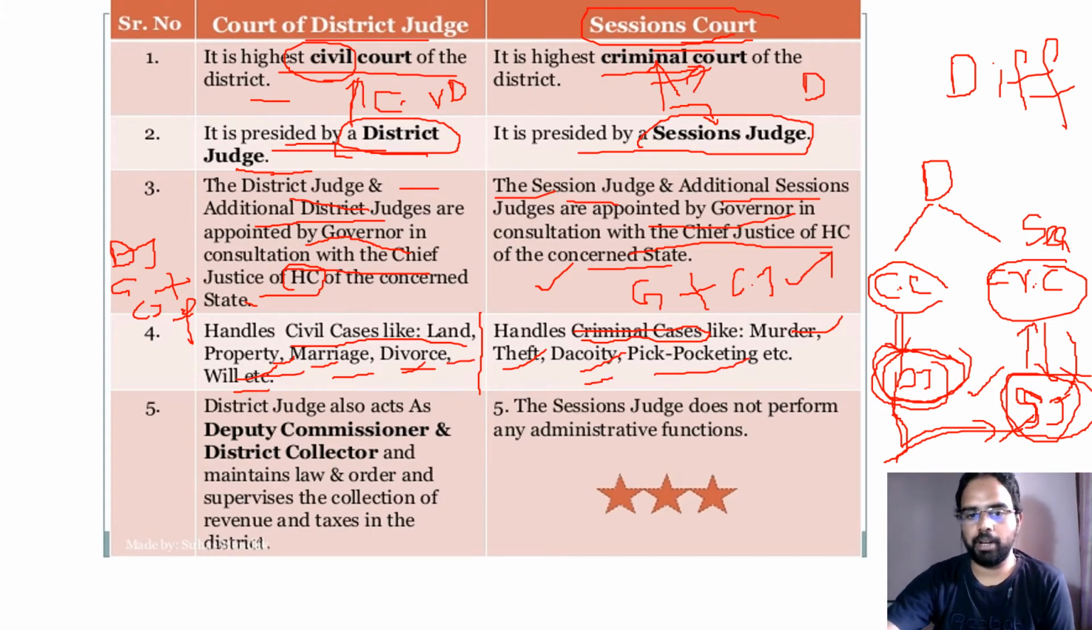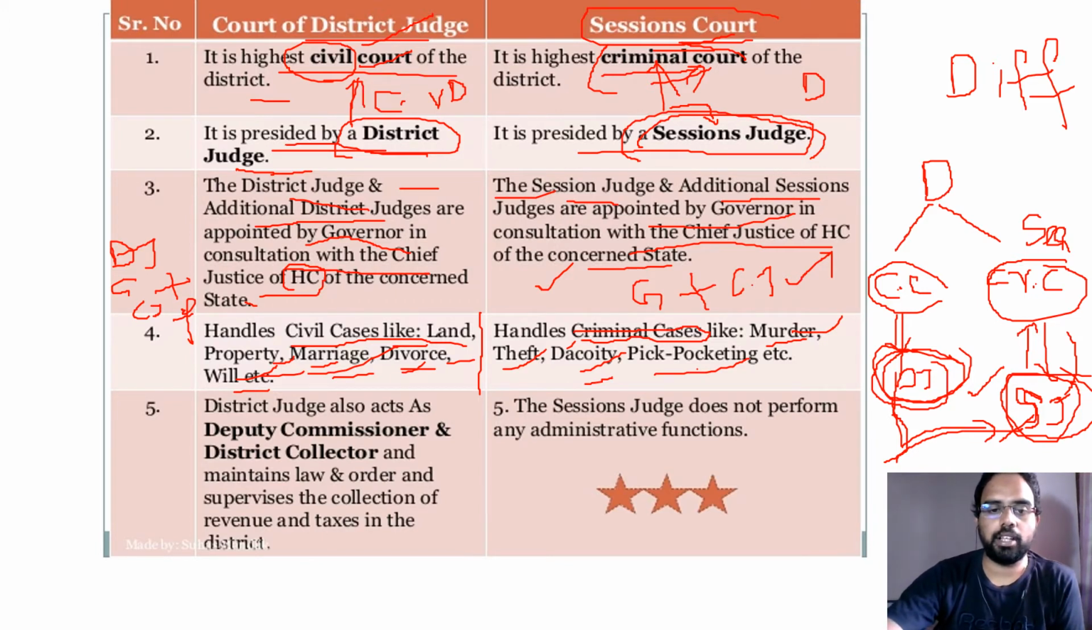He'll be the same, but when he hears cases like land, property, and marriage, he'll become a district judge and the court will become civil court. If the same judge is hearing cases like murder, theft, pickpocketing, the court becomes sessions court or criminal court, and the judge becomes sessions judge.